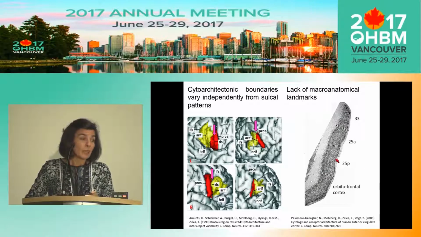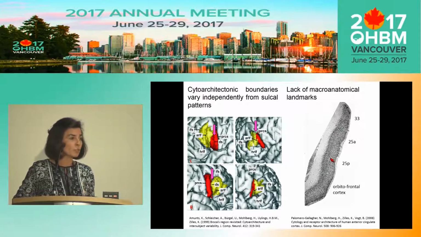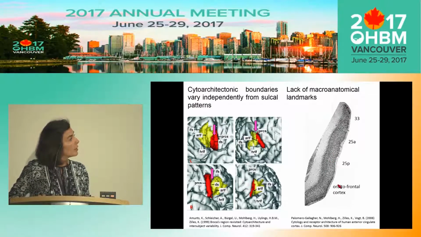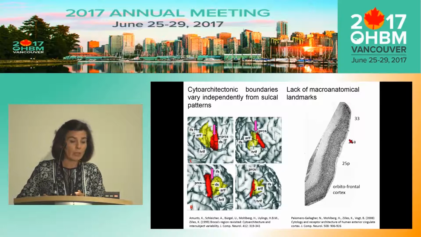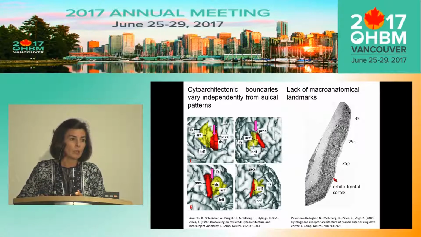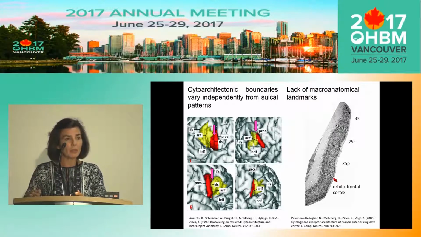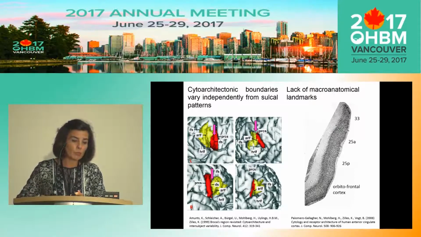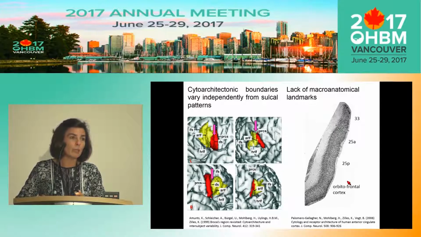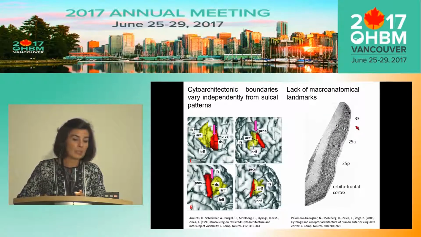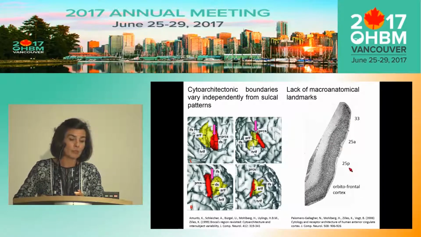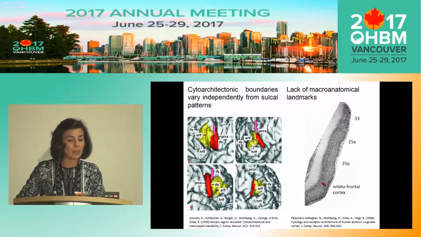Again, cases in which macroscopical landmarks just don't exist would be this example here, showing the subgenual cortex, the medial surface of the hemisphere below the corpus callosum, and here you have absolutely no sulcus which identifies the borders between Brodmann's area 33 or subdivisions of his area 25P and the orbitofrontal cortex.